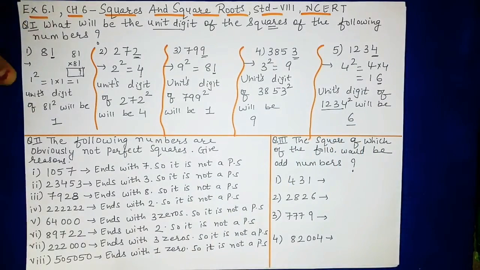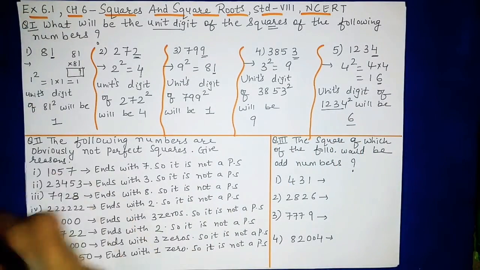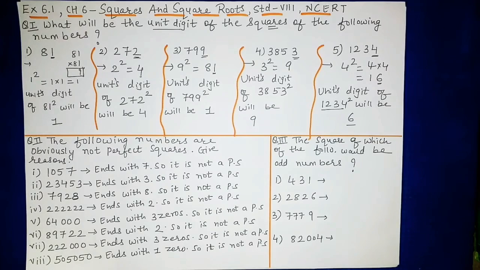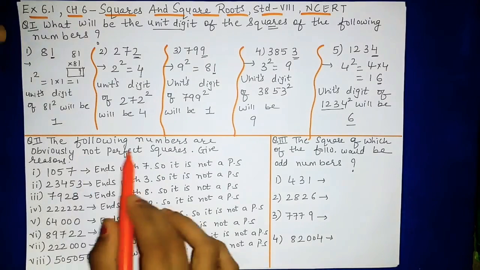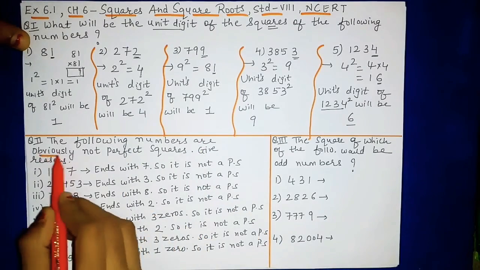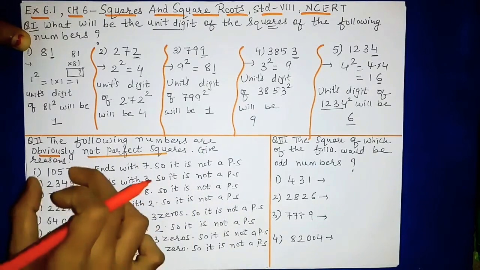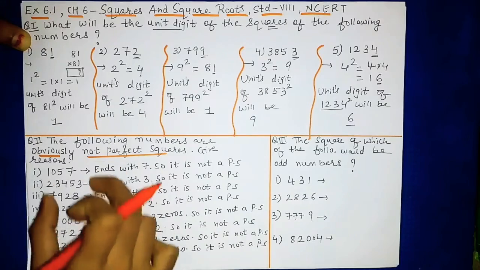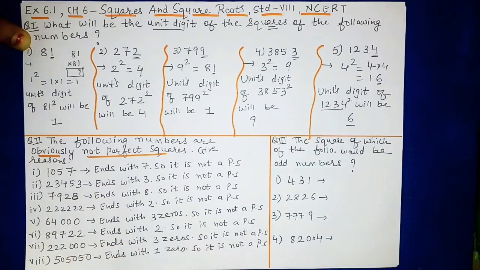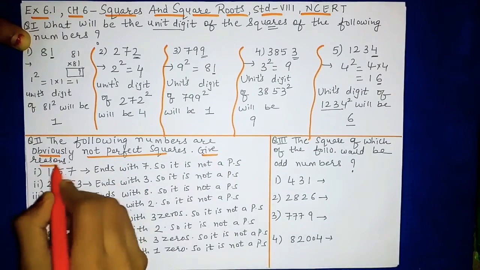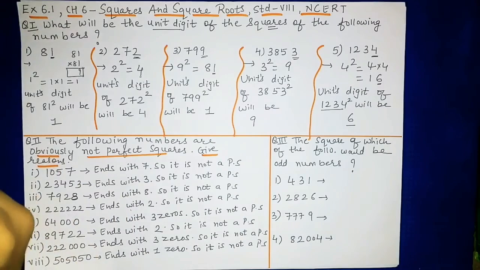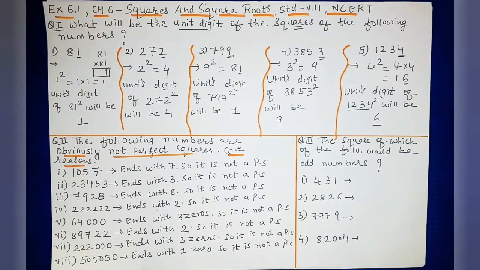Now moving ahead with question number 2. Let us first read and try to understand the question. The question is: the following numbers are obviously not perfect squares. It means these numbers given in the question are not perfect squares. You have to give the reasons. In the previous video we have already seen the properties of square numbers.